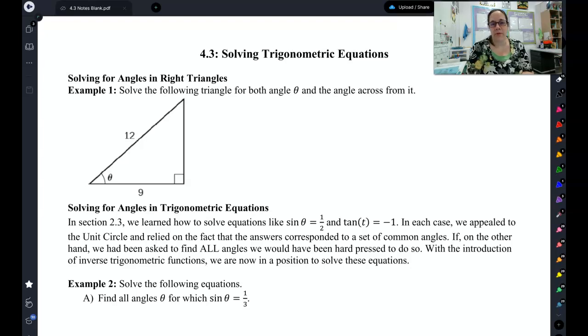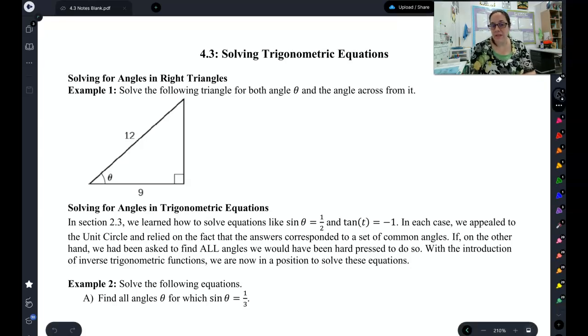Welcome to lesson 4.3. In this lesson, we're going to use everything that we learned about inverse trig functions from 4.1 and 4.2 to start solving trig equations. So we're going to start with a pretty simple problem. We have a right triangle here and we want to solve for angle theta.